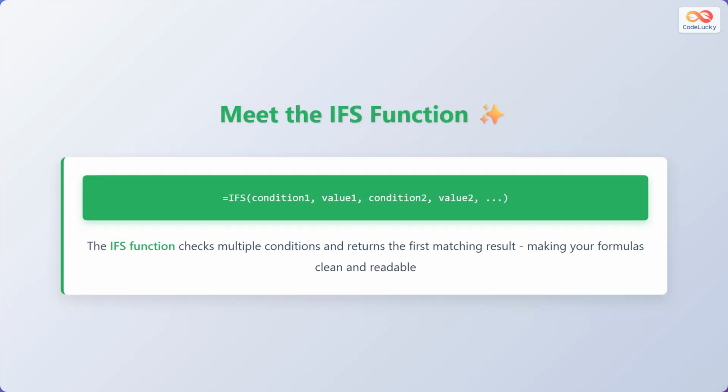Now let's meet the IFS function. The syntax is as follows: =IFS(condition1, value1, condition2, value2, and so on). The IFS function checks multiple conditions and returns the first matching result, making your formulas cleaner and more readable.